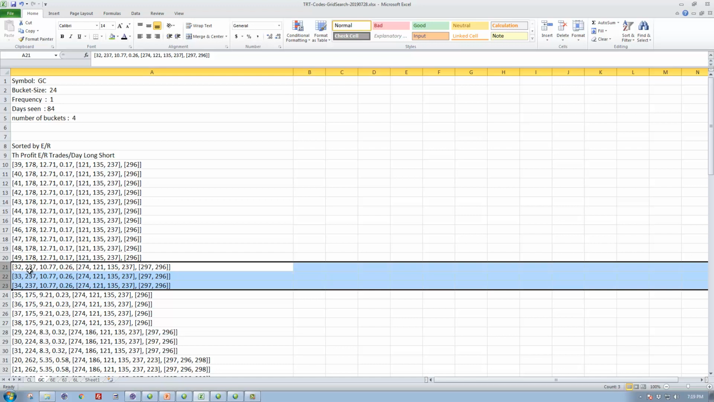50 ticks to 237. The ER is still above 10, which is still very good in my book, and the trades per day is 0.26, and this is kind of important to me. I don't like lots of trades per day because you just end up churning. The broker's going to love you, but you may find that you're just spending a lot of money in commissions not to get anywhere.